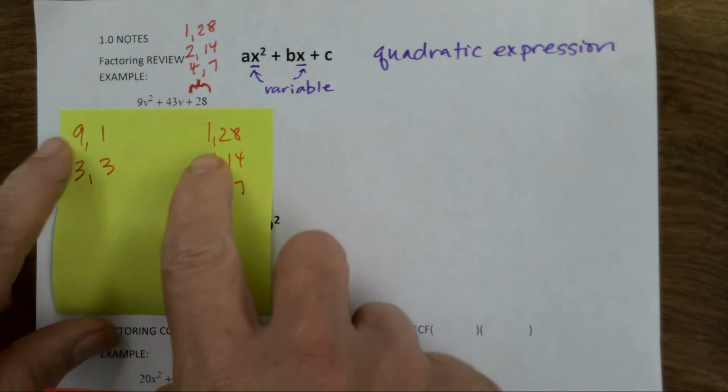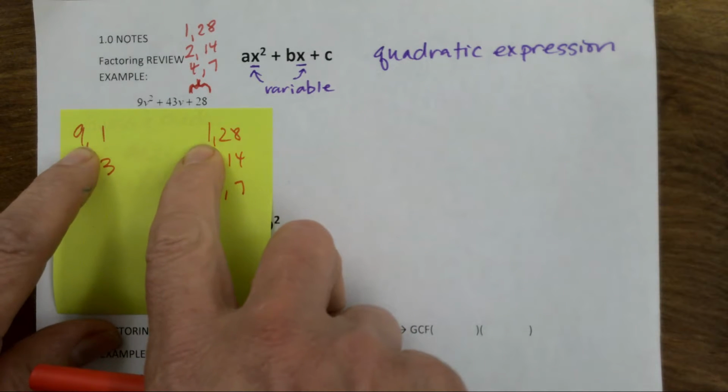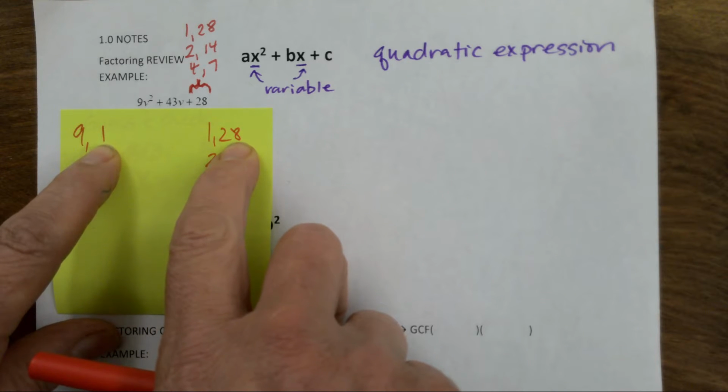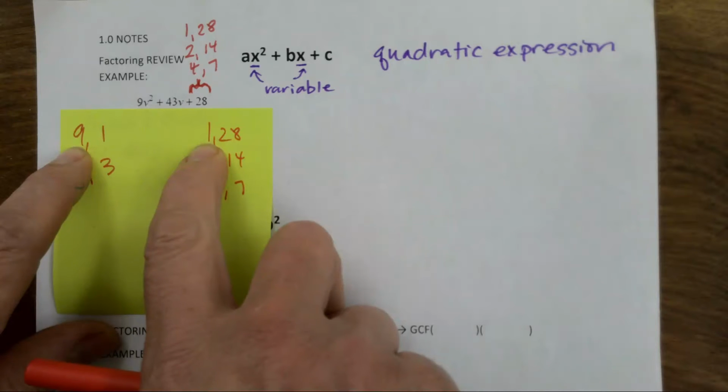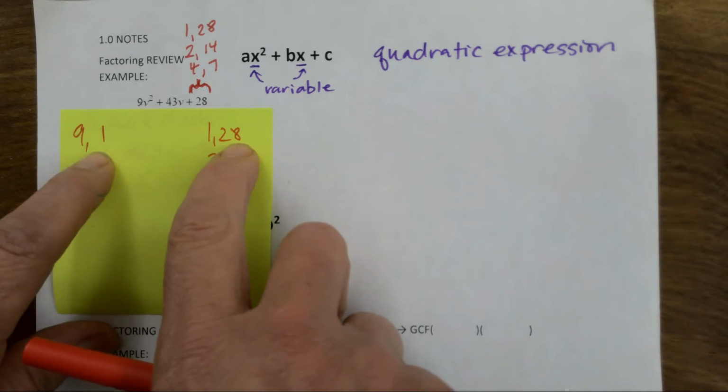And I just start multiplying. 9 times 1, I'm going to point my fingers at what I'm multiplying together. 9 times 1 is 9. 1 times 28 is 28. Is there anything I can do with 9 and 28 to get 43? Is 9 plus 28 43?